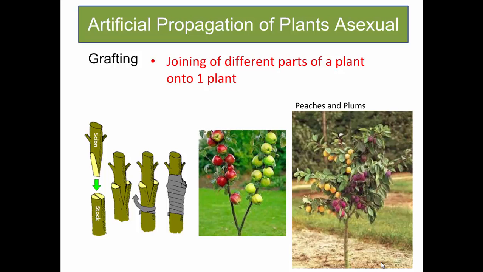So could you grow the plant from a seed? No, because the seeds produced from these apples would be Granny Smith apples. The seeds produced here would grow into Red Delicious apples. These seeds would grow into plums, these seeds would grow into peaches. So no, you would have to regraft them.